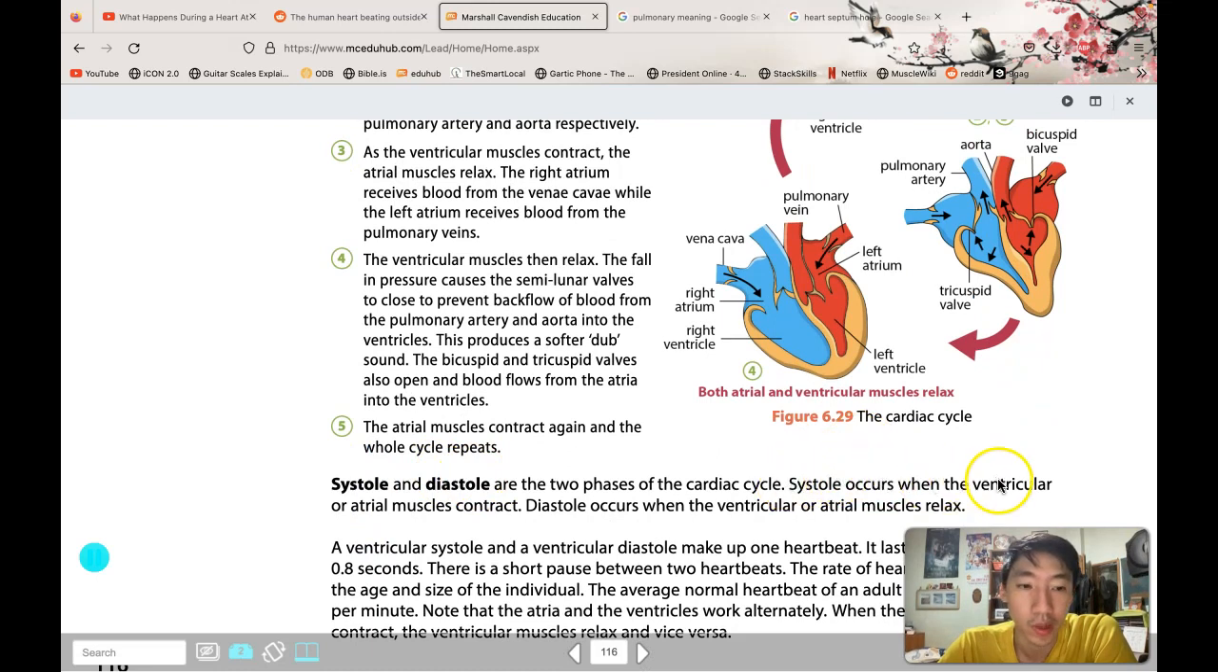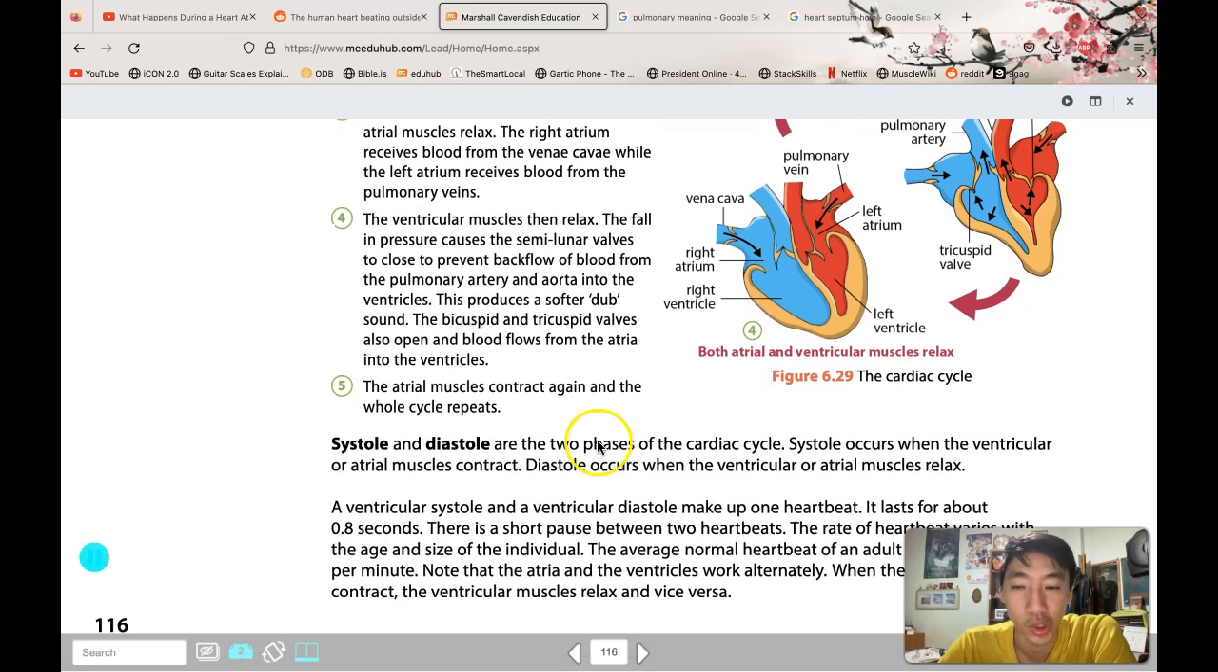Systole occurs when the ventricular or atrial muscles contract. Diastole occurs when the ventricular or atrial muscles relax. Okay, so usually what we say is a ventricular systole or ventricular diastole, or atrial systole and atrial diastole. So a ventricular systole and a ventricular diastole makes up one heartbeat. That means that when both ventricles contract and relax, that is one heartbeat.